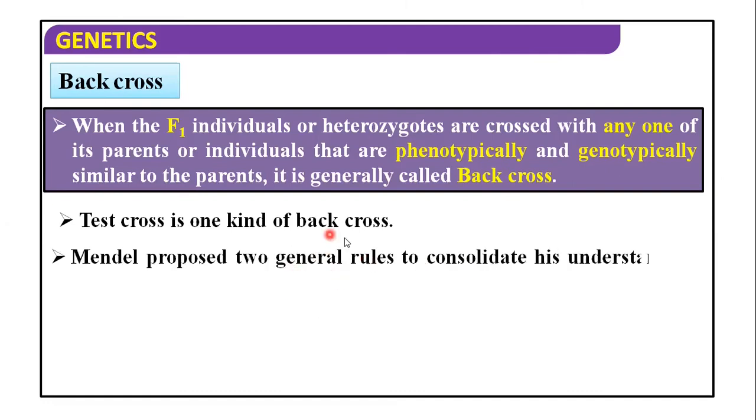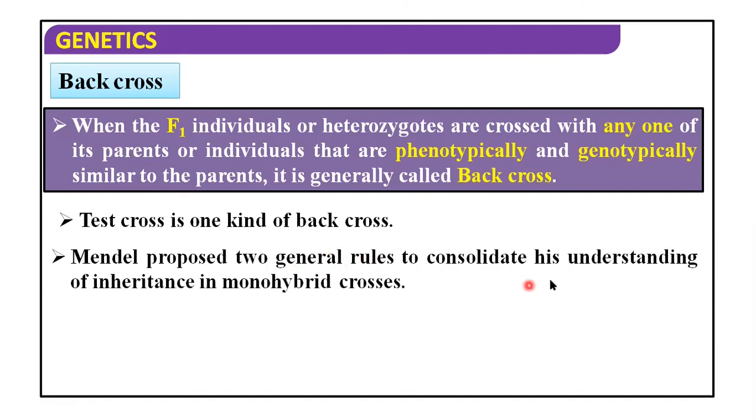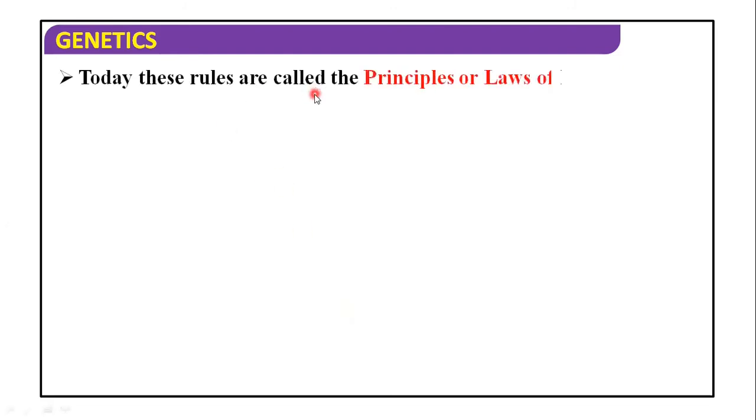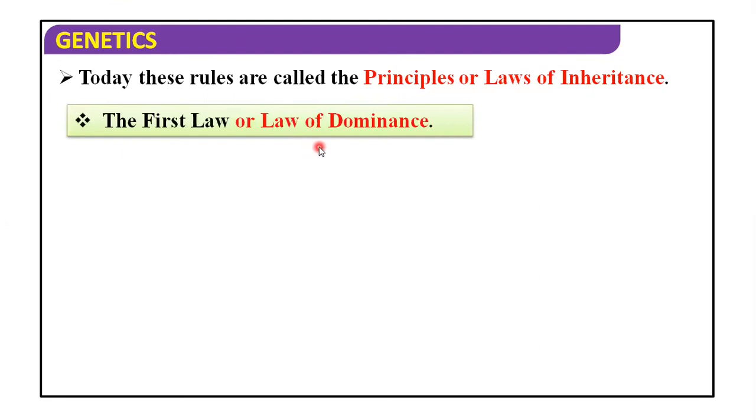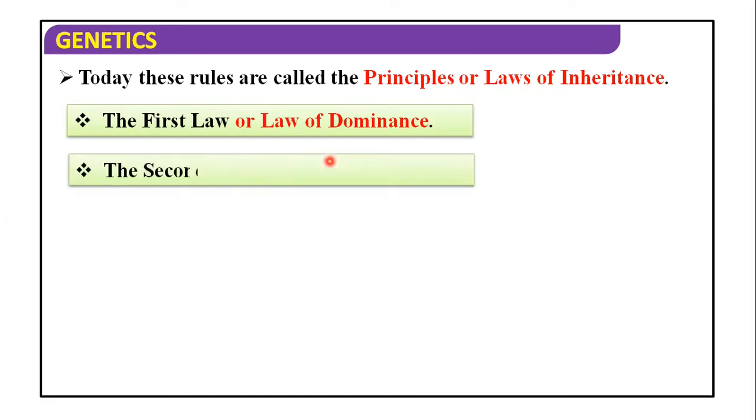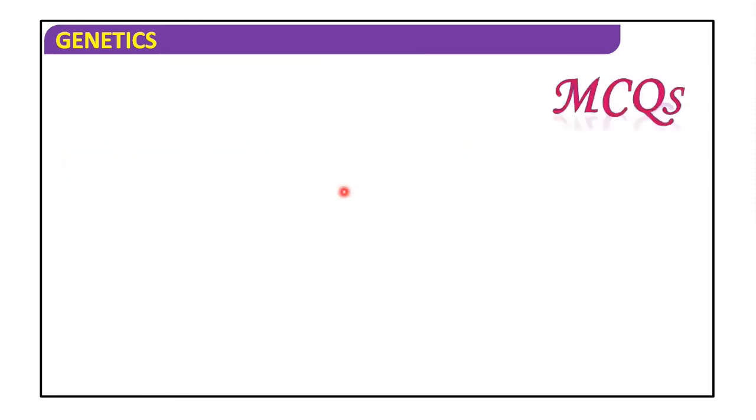Mendel proposed two general rules to consolidate his understanding of inheritance in monohybrid crosses. Today, these rules are called principles or laws of inheritance. The first is known as the first law or law of dominance. The second is the second law or the law of segregation.